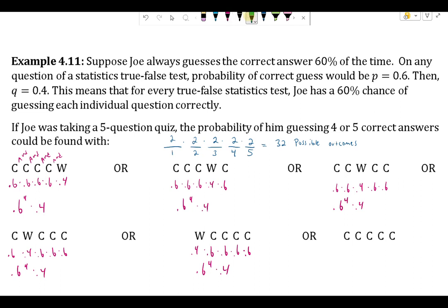And then for our 6th outcome, if Joe guesses them all correctly, it's 0.6 times 0.6 times 0.6 times 0.6 times 0.6. There's only one way of writing all C's, and I have them all correct answers. So this would be 0.6 to the 5th power. Now we can use any calculator we want to calculate these. I'll do that off camera.